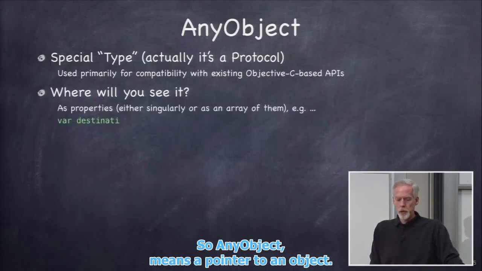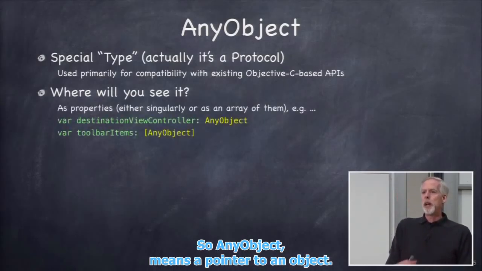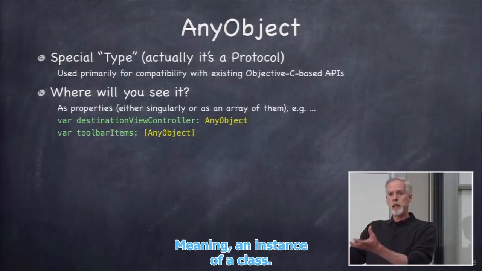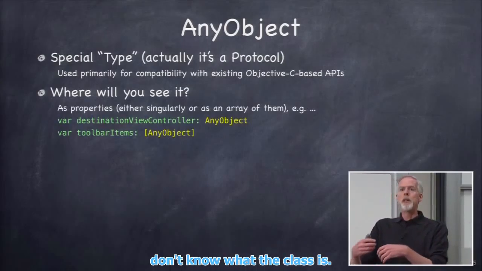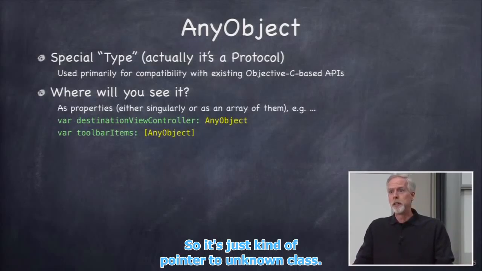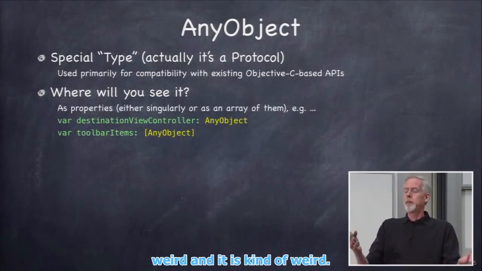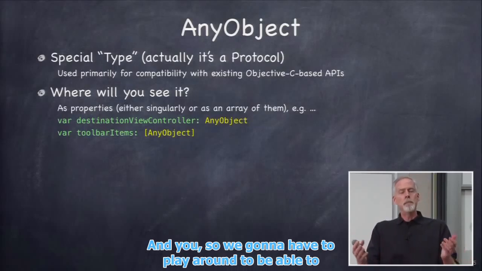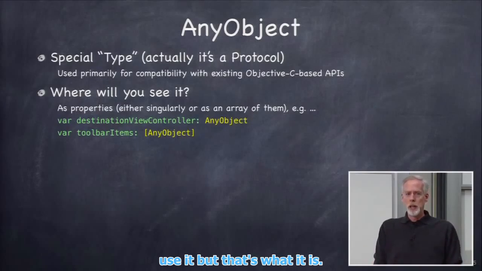All right, so what is AnyObject, and where will you see it? AnyObject means a pointer to an object, meaning an instance of a class, that you don't know what the class is. So it's just kind of a pointer to an unknown class, which seems kind of weird, and it is kind of weird. So we're going to have to play around to be able to use it, but that's what it is.